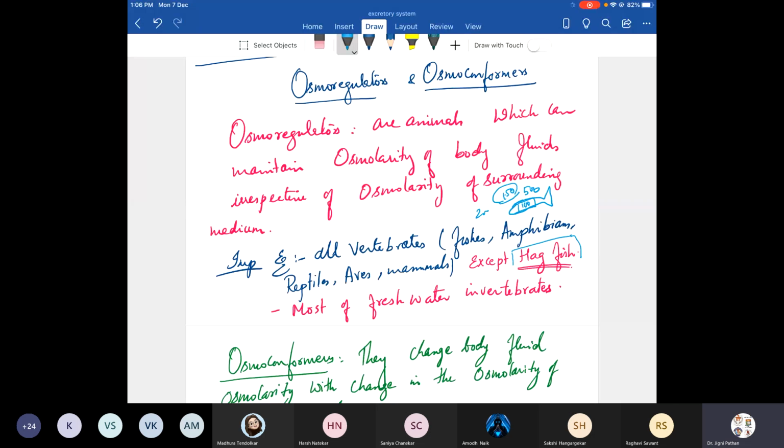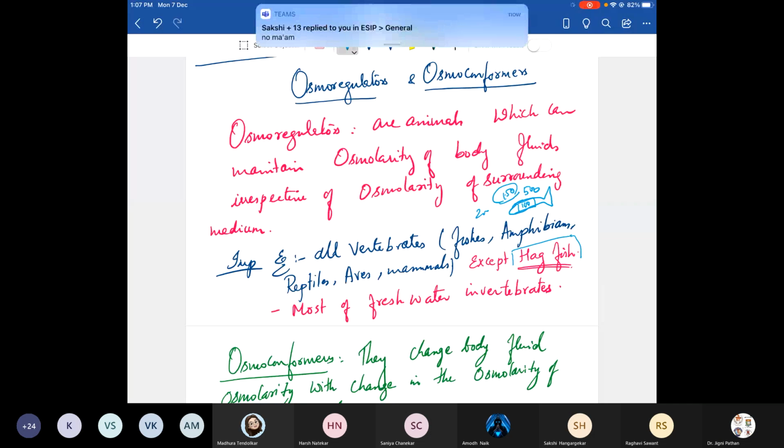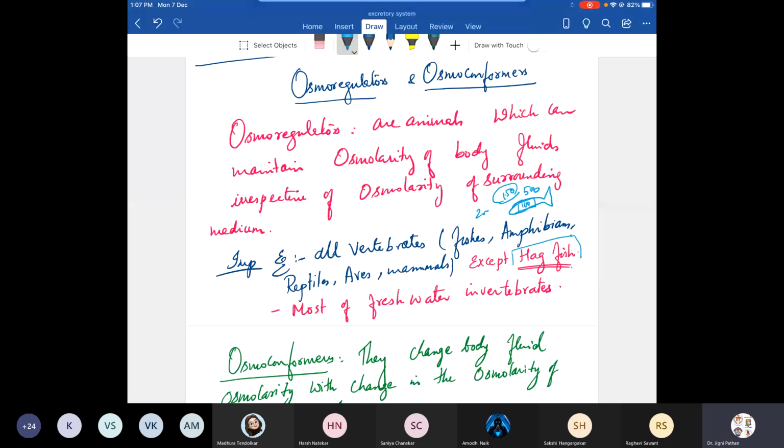Sakshi, any doubts? Others, any doubts? Rishikesh?